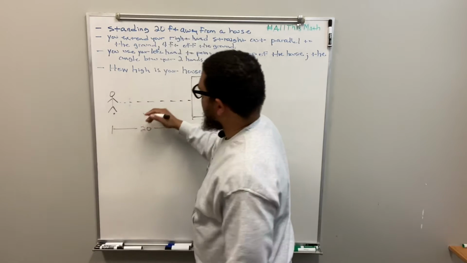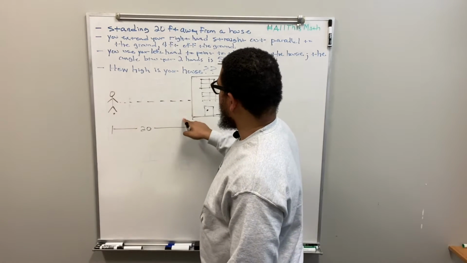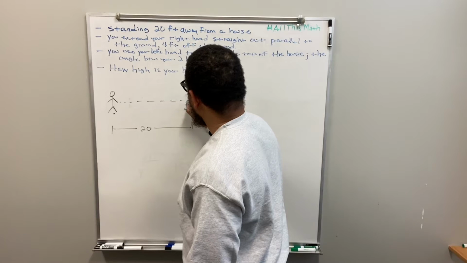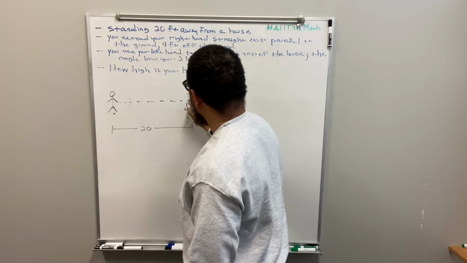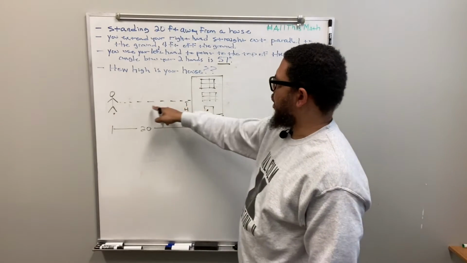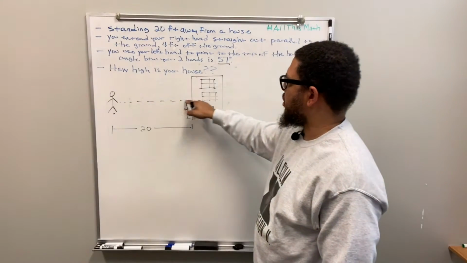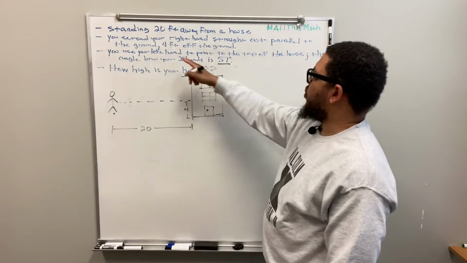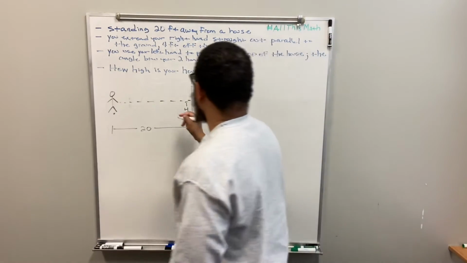So that means that the length from here to here is going to be 4 feet. So that's 4 feet from the ground. 4 feet from where the hand is to the ground. That's 4 feet, right? Also, with your left hand, you point to the top of the house.